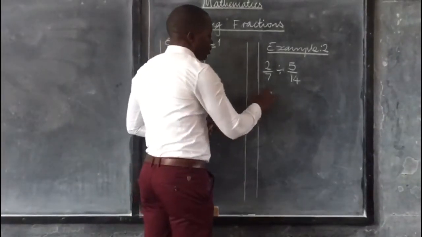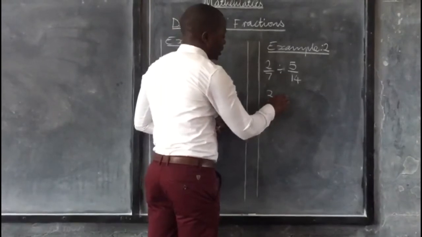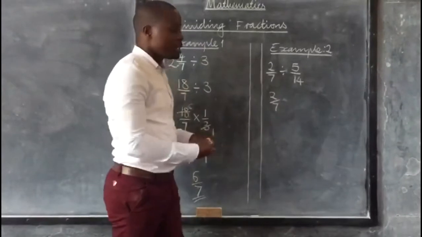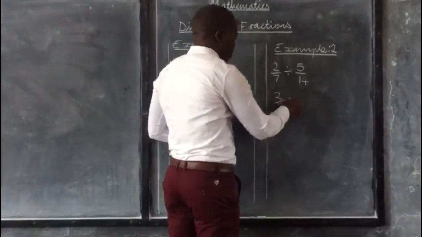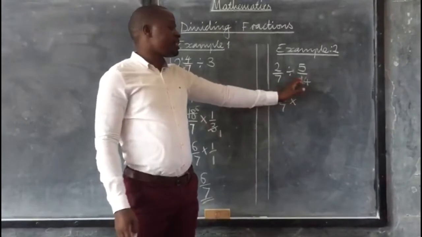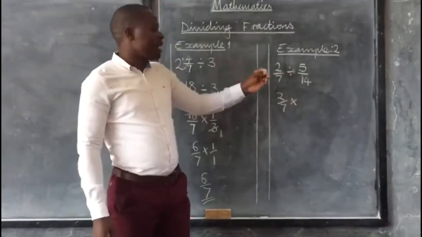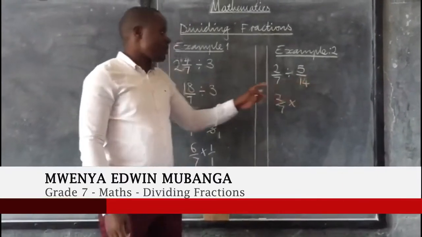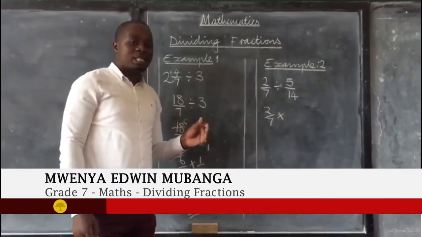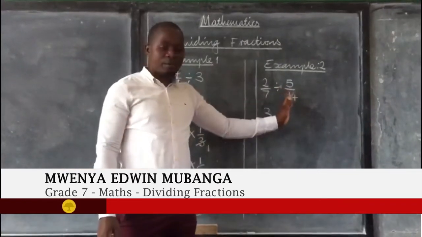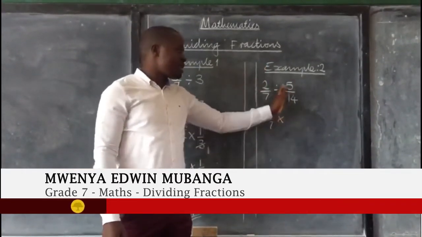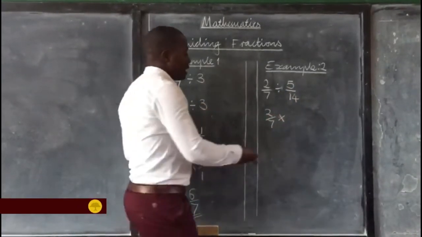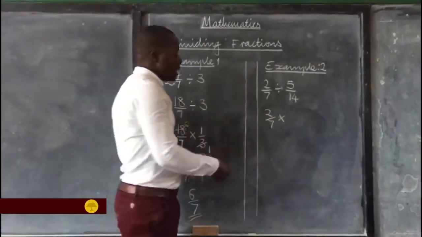So this one will be 2 over 7. Since there is a division sign here, the division sign will change into a multiplication sign. Once it changes into a multiplication sign, it reminds you to find the reciprocal of 5 over 14. Now, the reciprocal of 5 over 14 is simply the opposite fraction of this one. And the opposite fraction of this one is simply 14 over 5. So here it will come out as 14.